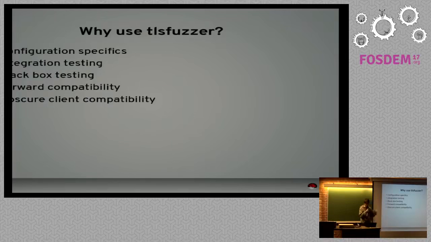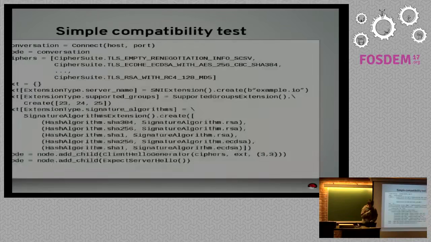And also you may want to use TLS Fuzzer for testing your server configuration against obscure clients. Since TLS Fuzzer can generate basically any kind of messages, it can generate messages which are sent by uncommonly used clients. And you may still want to keep the configuration that is compatible with them. So you can simulate basically that client and see if the server will respond and negotiate the connection.